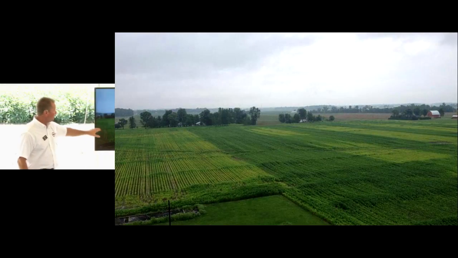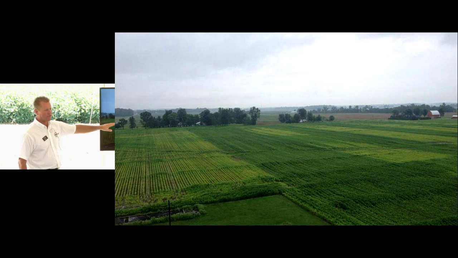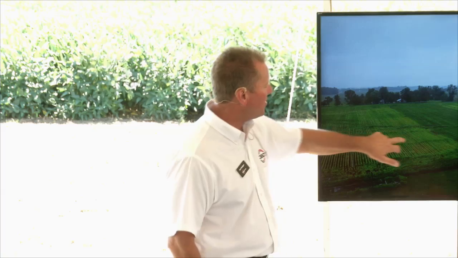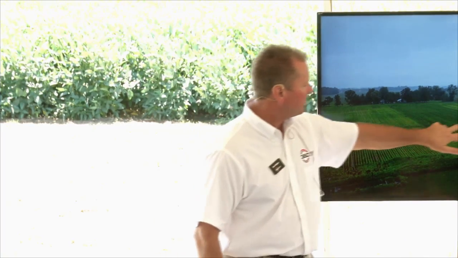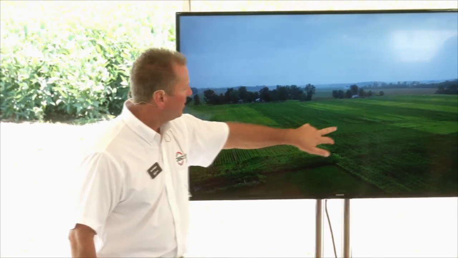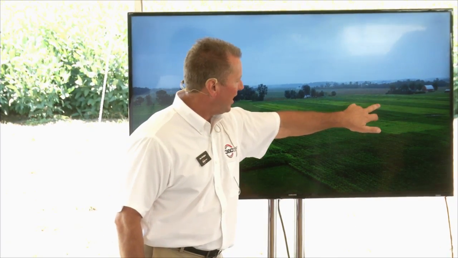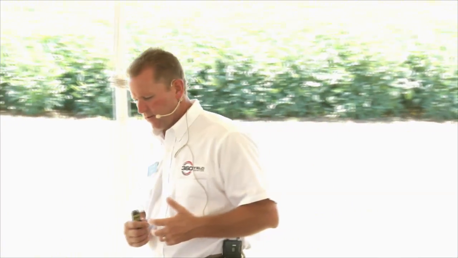Here is probably one of the most vivid examples of the systems and how these differences can occur, and really change the potential of what we're going to grab out there. This is side dress anhydrous, side dress Y-drop. Anhydrous, Y-drop. Pretty dramatic results.